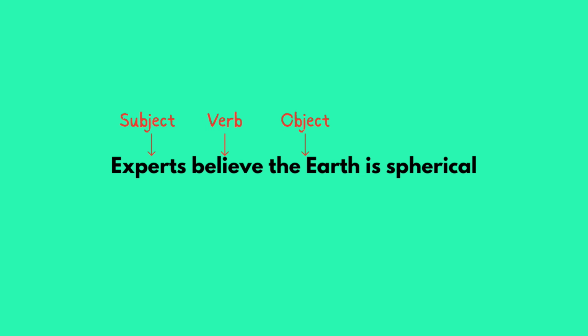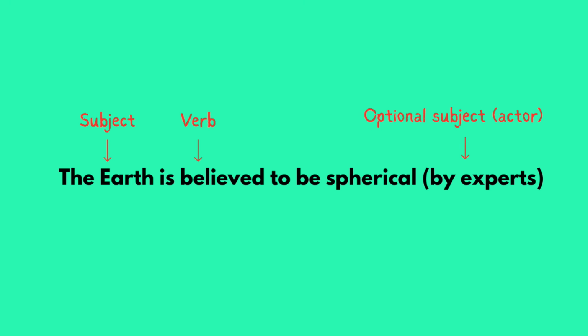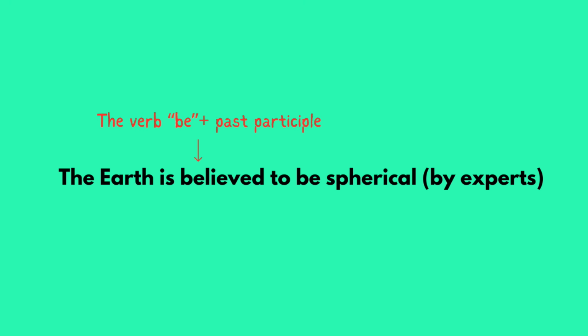But for the passive voice, the object becomes the subject. So we move the earth to the start of the sentence. Then we have the verb, and then the subject becomes optional. So maybe you want to say "by experts," or maybe you think it's not necessary. But the important thing to remember is that in a passive voice construction, you always need the verb to be in the correct tense, and then the main verb in the past participle form.